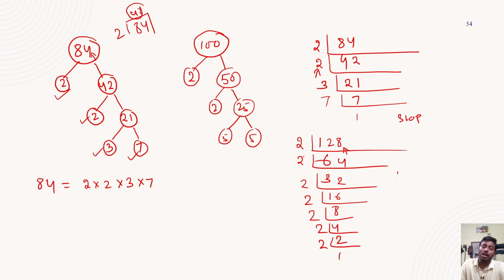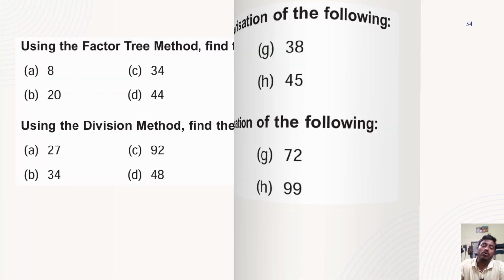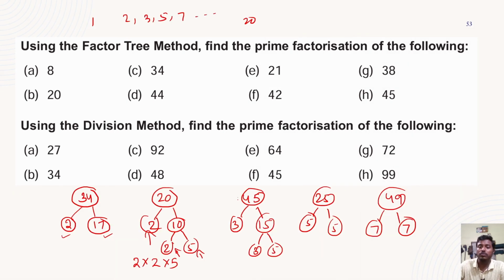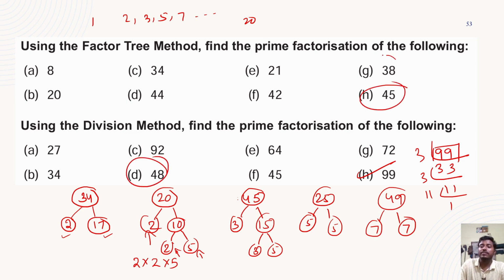Therefore, the answer is how many times 2? 1, 2, 3, 4, 5, 6, 7 times. So 128 equals 2 into 2 into 2 into 2 into 2 into 2 into 2. I hope all of you are clear. You can solve all the questions from your book. That is the 99. 99 means you can solve by directly dividing by 3. 3 thirty-threes are 99, again 3, 11, then 11. Then you can solve 48, 45, 38, 42. Yes or no?